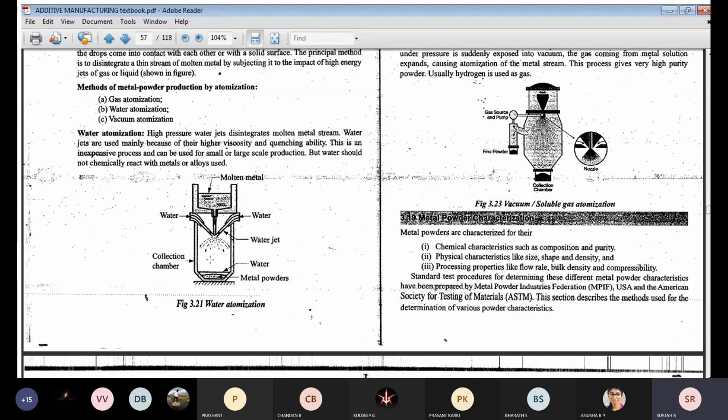Okay. So the same process is also used for gas atomization. The only difference between water atomization and gas atomization is that instead of water, we use different types of gases, especially argon gas, nitrogen gas, and helium gas. The rest of the procedure will be the same.